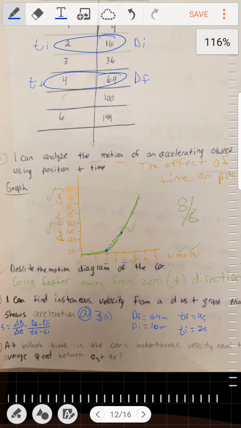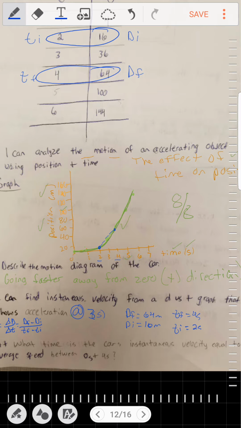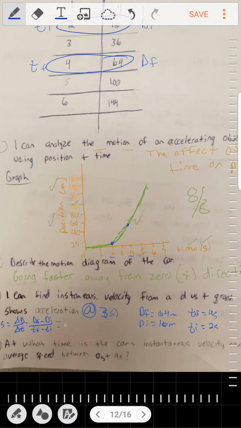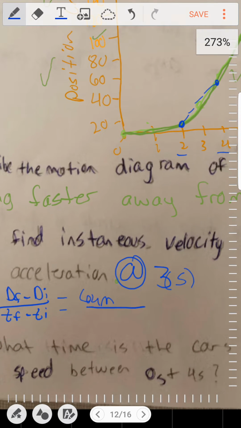So we just plug those in just like you would. What is d sub f? Oh, it's 64 meters. So it's going to equal 64 meters minus, did I change my subtraction sign? No. Minus 16 meters. Have I changed my division bar? No, I keep my division bar. And what about my t sub f? I haven't changed that. That's 4 seconds. And I didn't change my subtraction sign. And my t sub i is 2 seconds. That's how I do it. It's called plugging and chugging.